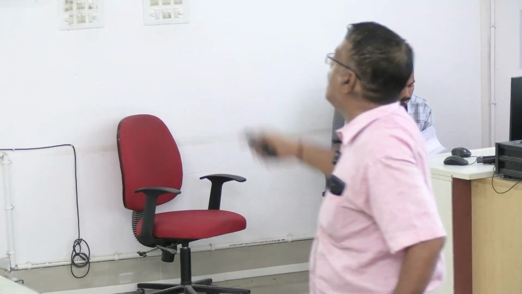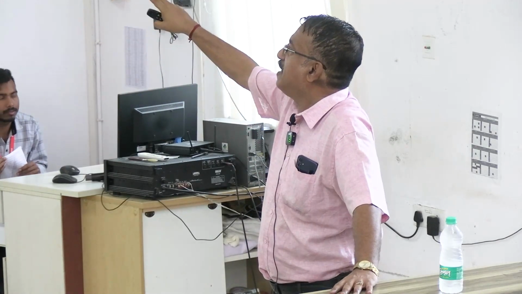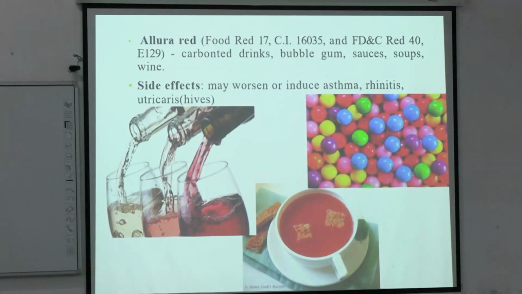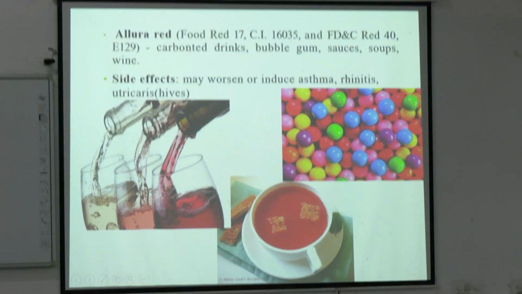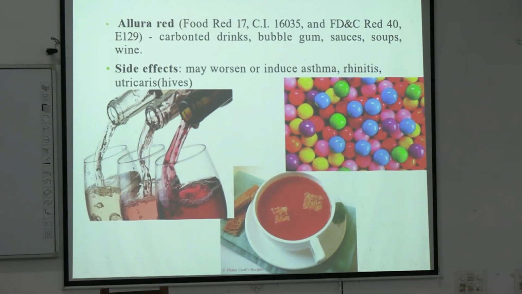Some of you are very fond of ice creams. Don't get scared. Canned drinks are the main source for a lot of additives. Here it can cause hyperactivity, asthma, skin rash, and migraine. Then again, your carbonated drinks, you're having this red stuff. It's not wine or whiskey, just carbonated drink, bubble gum, sauce, soup, and also wine. When you're having soup, the allura red is part of it. Your tomato soup with 2 slices of bread can induce asthma, rhinitis, or urticaria. These are all the known side effects of these additives.